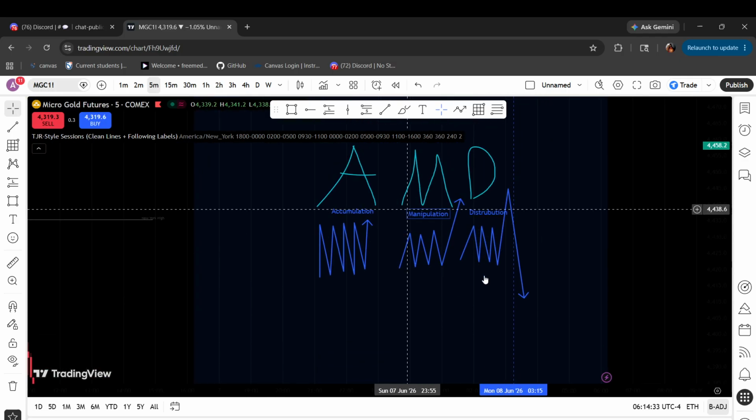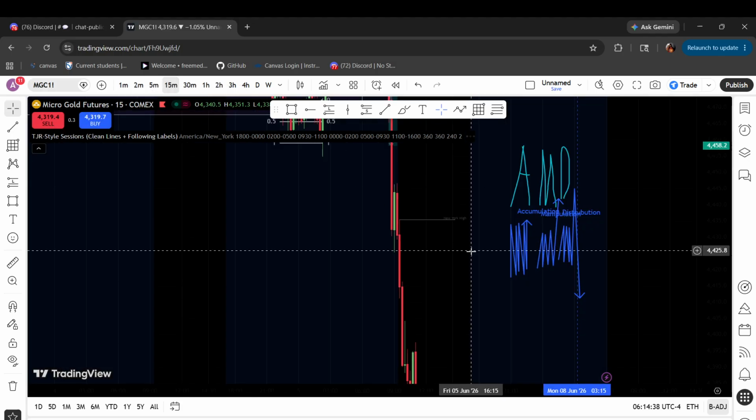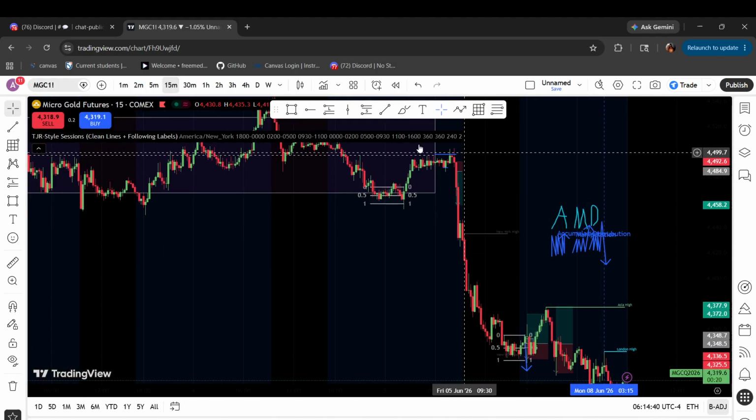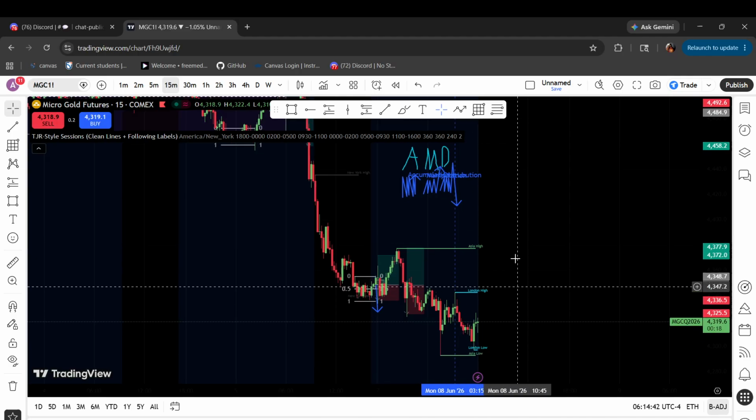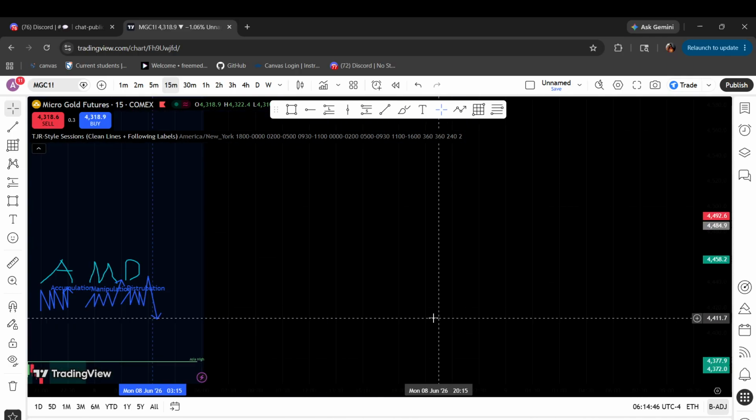So back to accumulation, manipulation, distribution. We can use this on multiple time frames. We can use this on the 15-minute time frame. I'll show you a couple examples. We have accumulation, we have manipulation, and we're still waiting for that distribution move higher. So that's what we're waiting for, right?